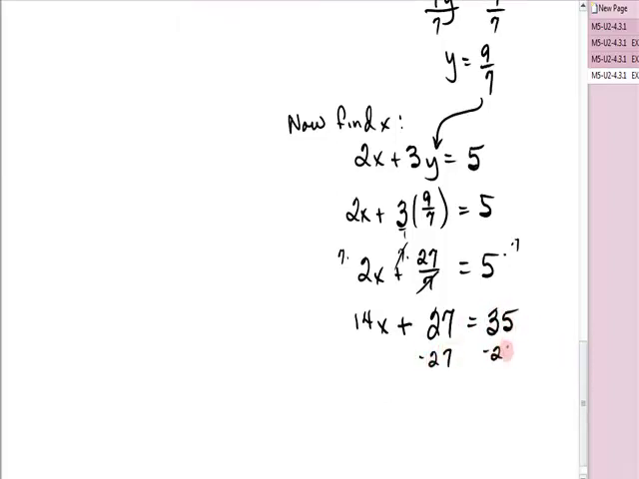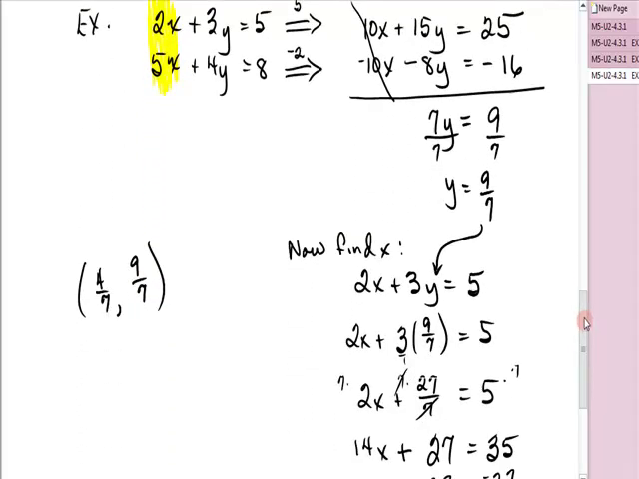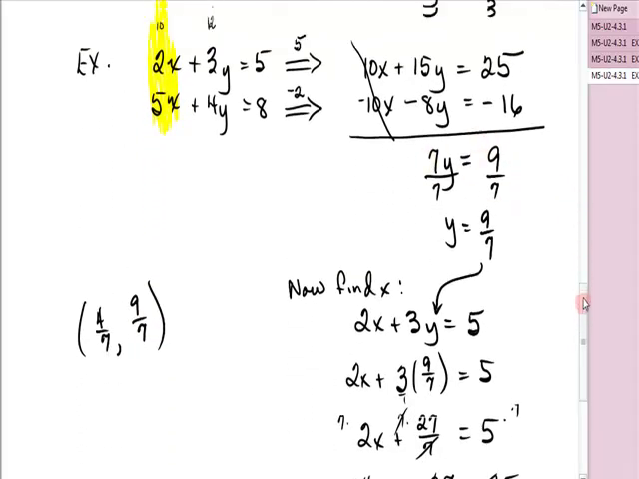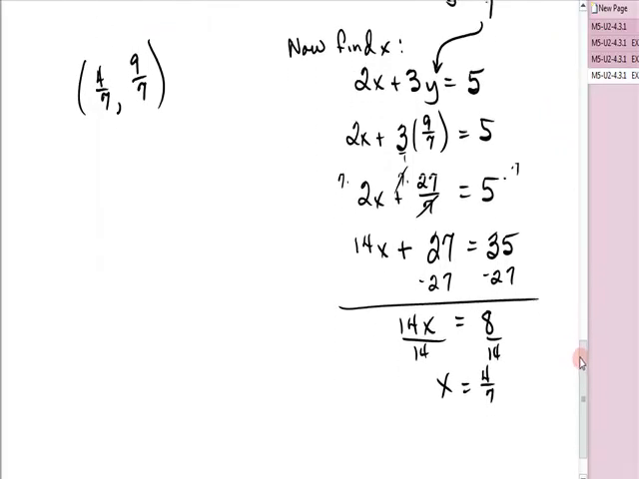Subtract 27 from both sides. I have 14x is equal to 8. Divide by 14. It doesn't go in, but you can reduce that to 4/7. The answer to this made-up system, I made this one up, you're not going to have this one, is 4/7, 9/7. Kind of an unpleasant process, but I wanted you to see you won't always get fractional values in these problems, but there were lots of things I wanted you to see in that slightly more difficult example.